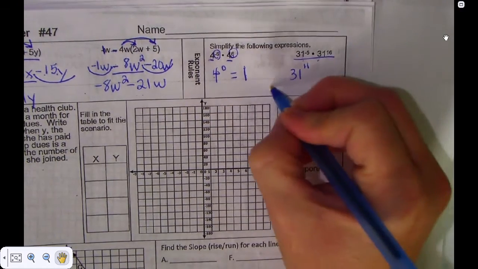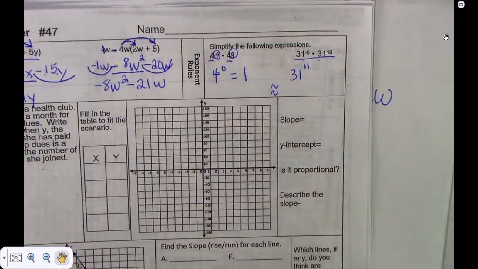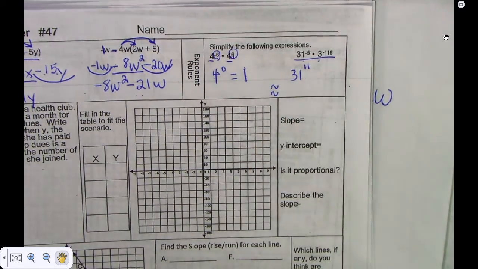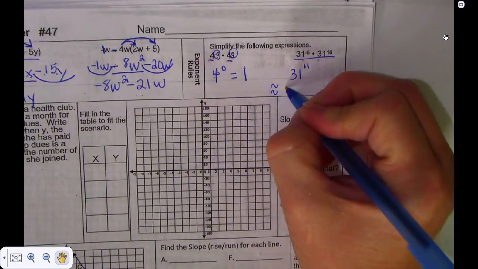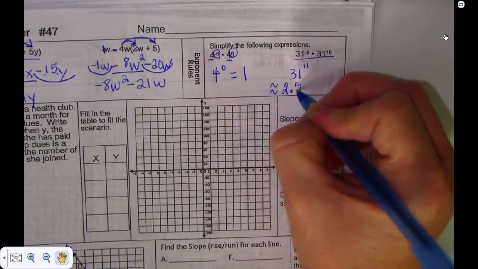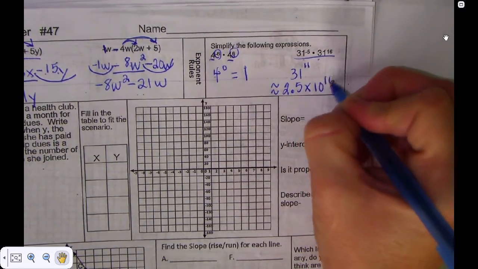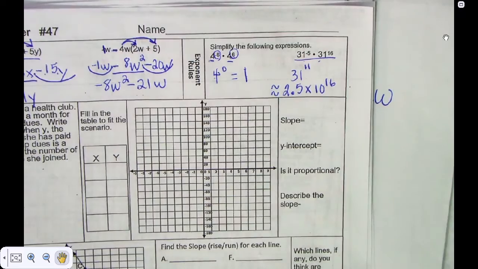Which gives you, can we put exactly what the answer is? Well, we could, but we're going to be writing forever. Let's round it off. It's about 2.5 times 10. Yay. You see that E down there?